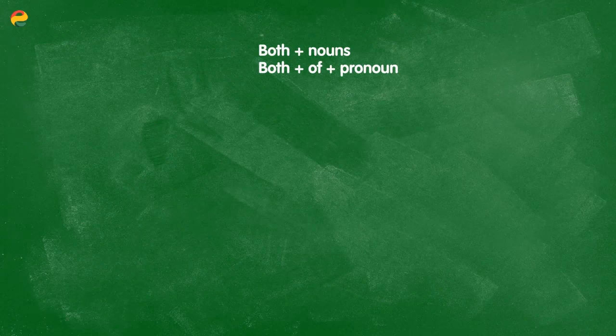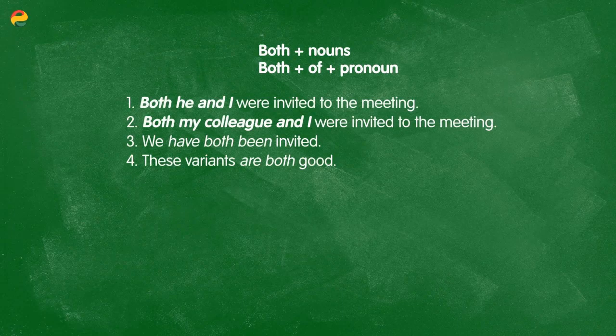The next indefinite pronoun that I want to discuss is both, and you can use both in examples like, both he and I were invited to the meeting, or both my colleague and I were invited to the meeting. In this example, both my colleague and I received the invitation. It means that my colleague and I received invitations. And these are both positive examples.